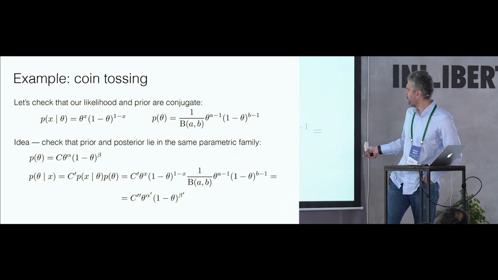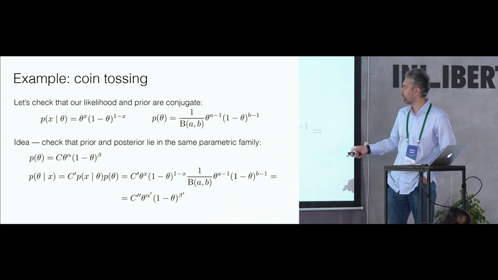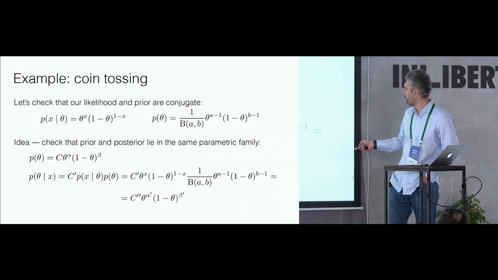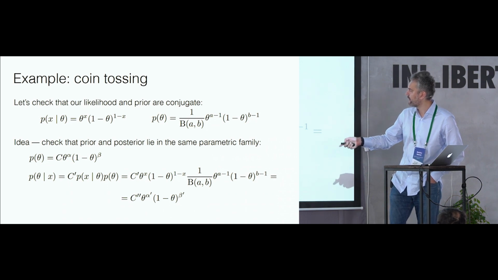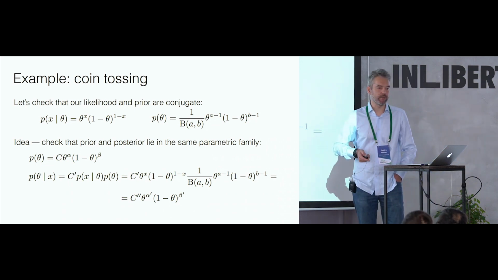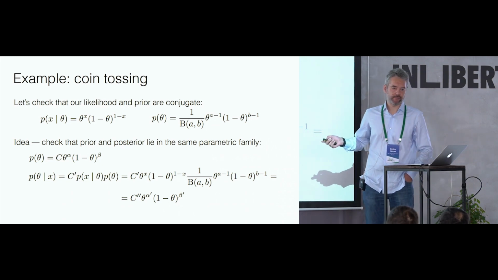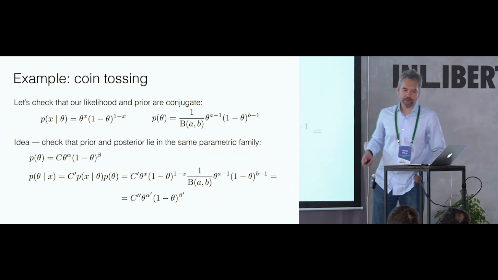This is it, and we easily see that this function, as a function of theta, has the same form as our prior distribution. This is some constant, c prime prime, times theta to some power, since we simply rearrange the terms here, times 1 minus theta to some power. So the functional form here is exactly the same as the functional form of our prior distribution. Conclusion: these two distributions are conjugate. And this means that we can obtain the posterior distribution in a closed form.